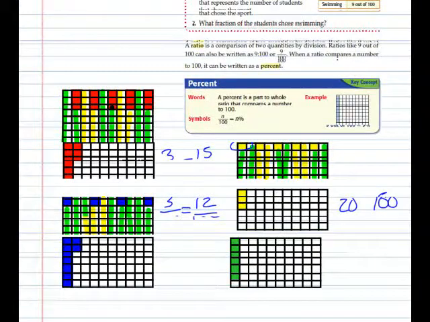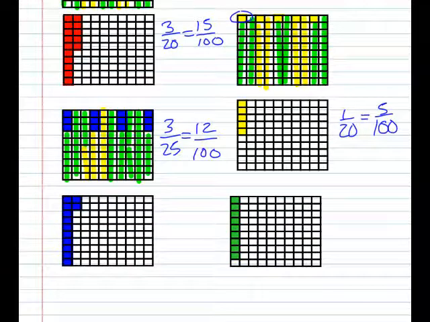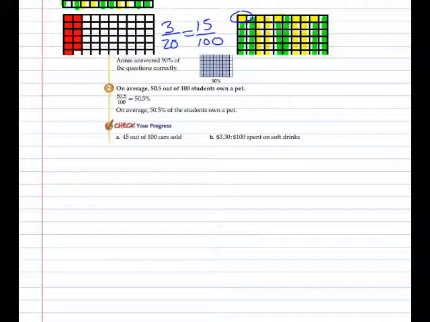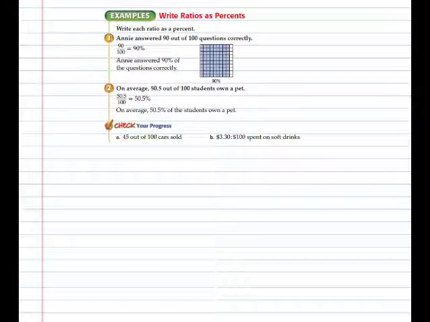And my final example, 9 out of 100, I simply need to shade 9 out of 100, gives me this resulting fraction. A ratio can be written as a percent. Annie answered 90 out of 100 questions correctly. 90 out of 100 is 90%, because percent means per 100.